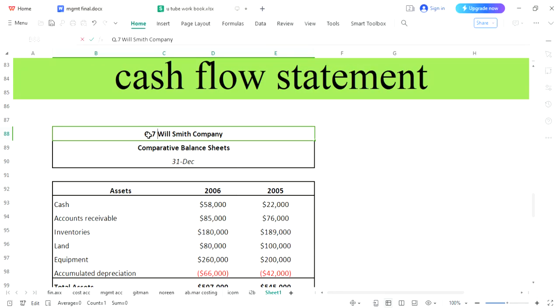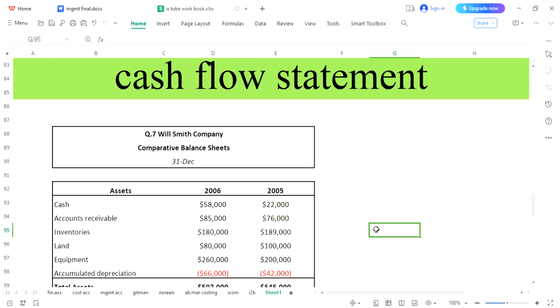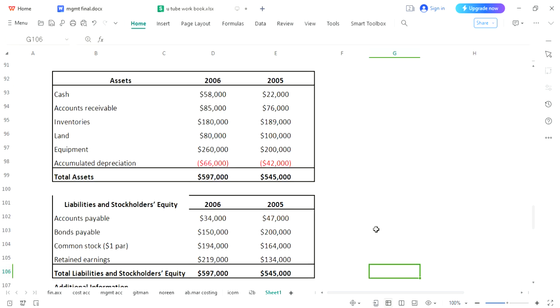Today's target is to solve question number 7. The chapter which we are related with is cash flow statement. Here is our question where, again like in previous question number 6, we have our opening assets at right side, closing assets at left side. This is the first part of the question.